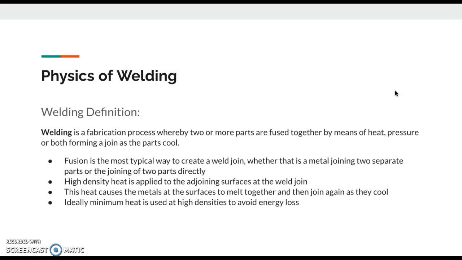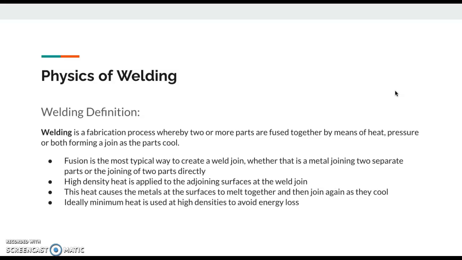So generally, high density heat is applied, and we're going to talk a little bit about heat density and power density here in a minute. Ideally you want it to be a particular kind of heat at a very localized point, which is the best way that we can do that. So high density heat is applied to those surfaces that are touching each other in order to create that joint. It causes the metals at those two adjoining surfaces to melt together, and then, as we just mentioned, join again as they cool.